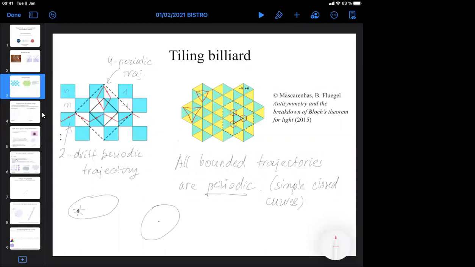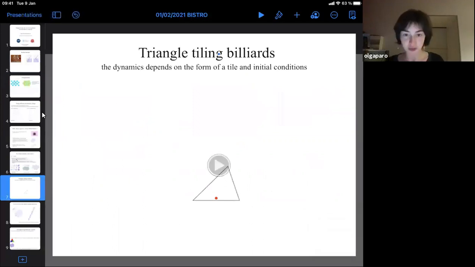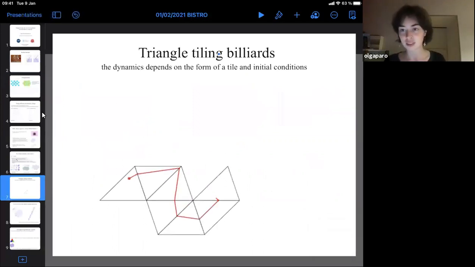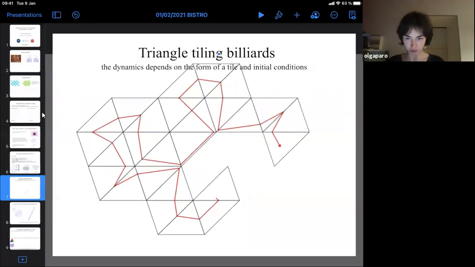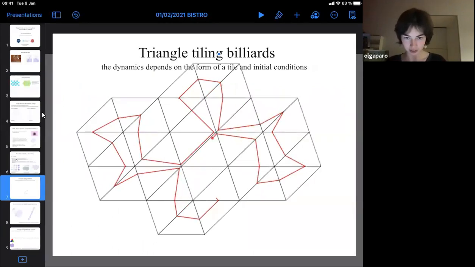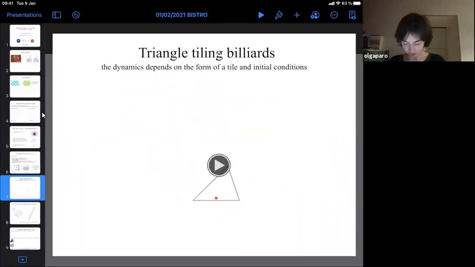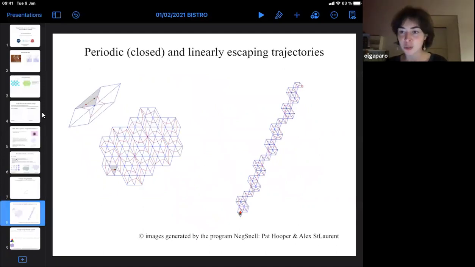Okay, so now let us look at one trajectory, just to have one example in mind. So this is the system I will discuss for now. I will upgrade to quadrilaterals a little bit later in the talk, but for now let's look at the triangle tiling billiard. So this is one trajectory. As you have seen, the refraction coefficient is minus one. And we want to understand the dynamics depending on the form of a tile and initial conditions. So here are three examples of trajectories, just to show you what can happen. I use the program NextNow, which you can find online.